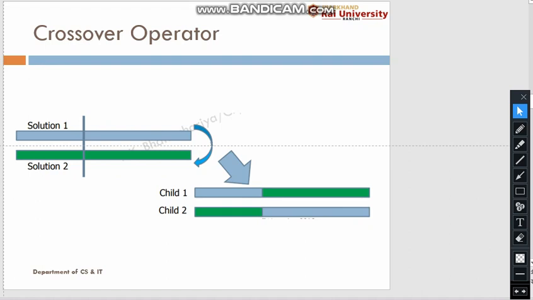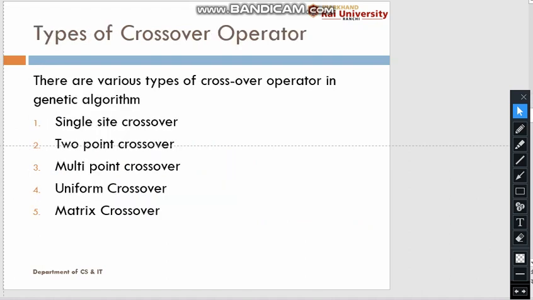We have different types of crossover operator. They are single site crossover, or you can say that sometimes it is also called a single point crossover, 2 point crossover, multi-point crossover, uniform crossover, and the matrix crossover. These are the different types of crossover. I will explain each crossover in detail with example.